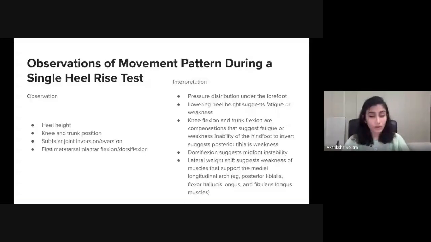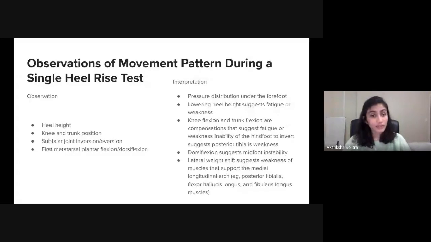Now, observation of movement pattern during a single heel raise test. When you do a single heel raise test, look for heel height, look for how the knee and trunk are positioned, and see if there is excessive knee flexion or trunk flexion, any compensations, just to see if there is any other muscle weakness while you test this. So this can help you interpret if there is any other muscular weakness combined with your acute injury, or if you have a patient who's presenting with recurrent ankle sprains.